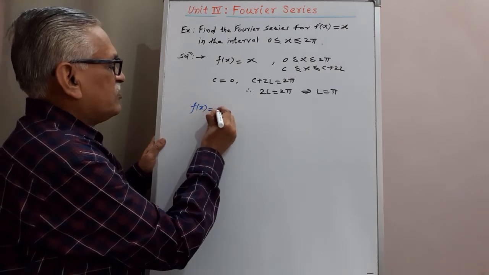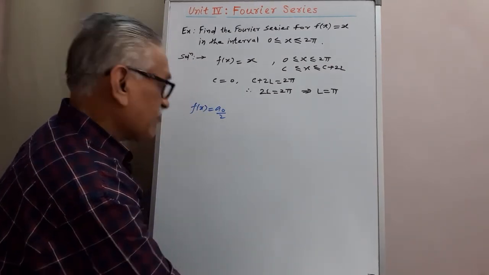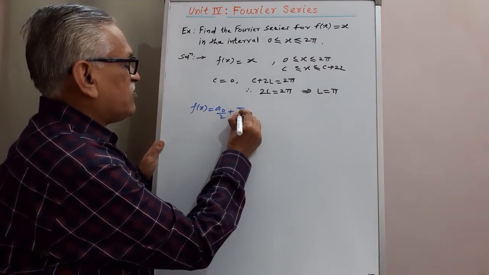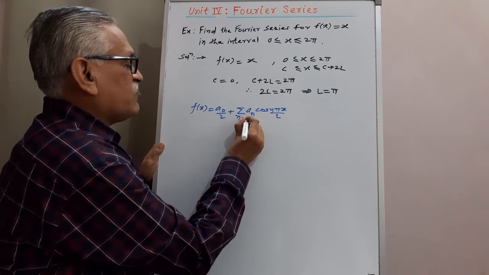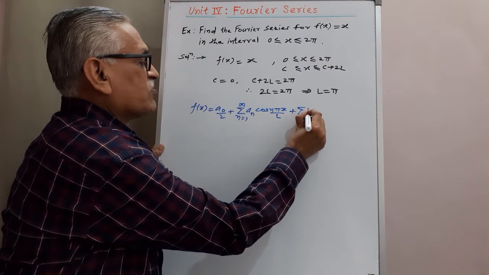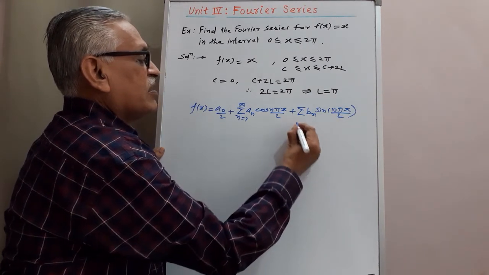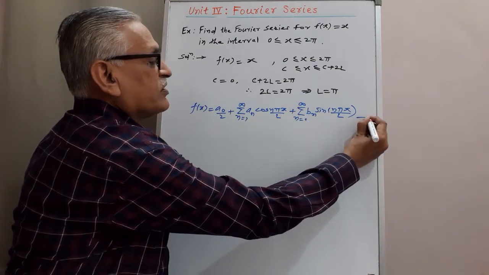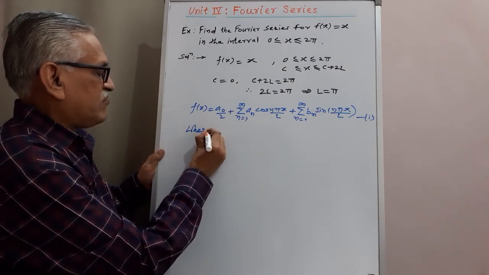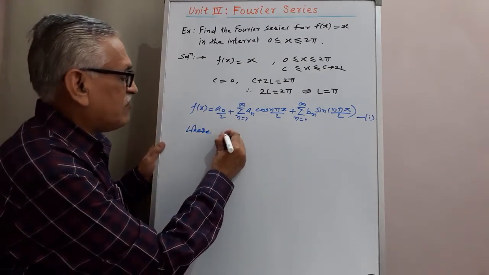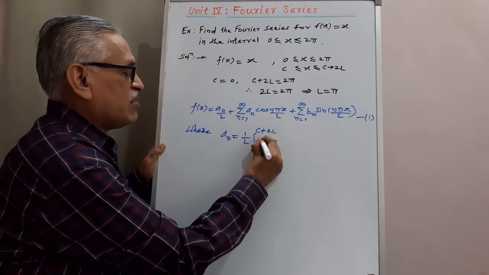f of x equals a0 by 2 plus summation of an cos of n pi x by L, n changes from 1 to infinity, plus summation of bn sine of n pi x by L, n changes from 1 to infinity, and we call this equation 1, where the value of a0 is given by 1 by L integral from c to c plus 2l of f of x dx.